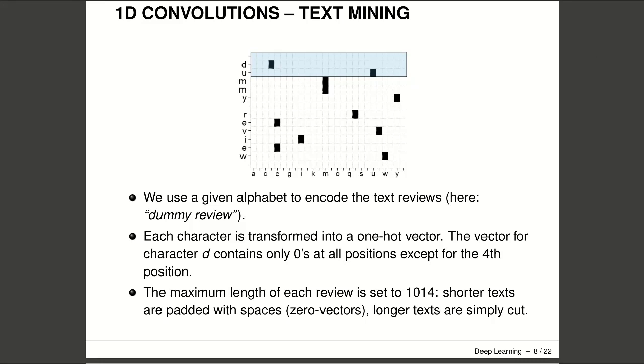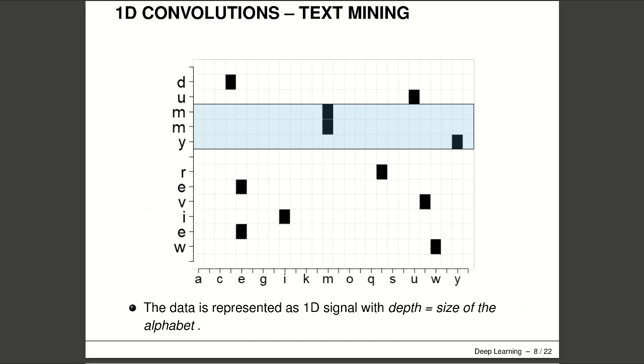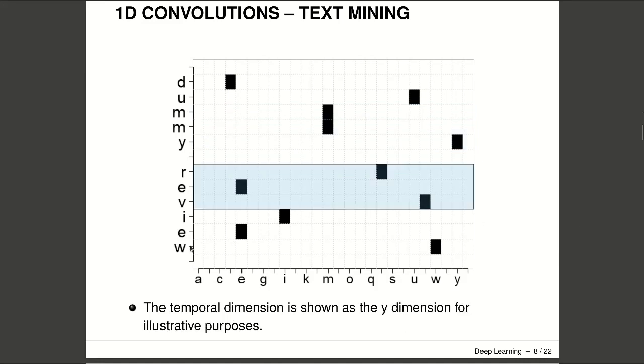The maximum length of each review is set to 1014, where the shorter texts are padded with the zero vector, and the longer texts are simply cut. Here, the data is represented as a 1D signal, where the depth is equal to the size of the alphabet that we have. As you can see here, we have the alphabet on the x-axis, and our y-axis is the sentence or temporal dimension.